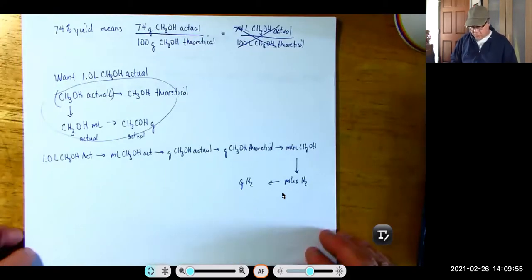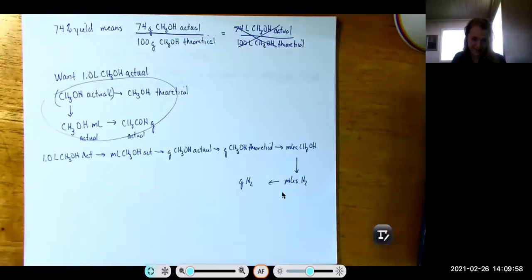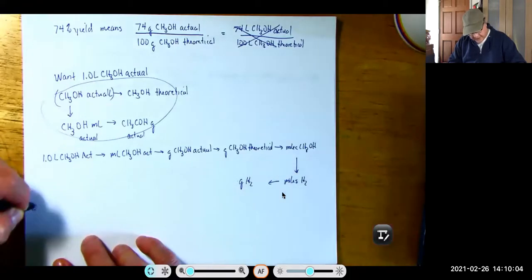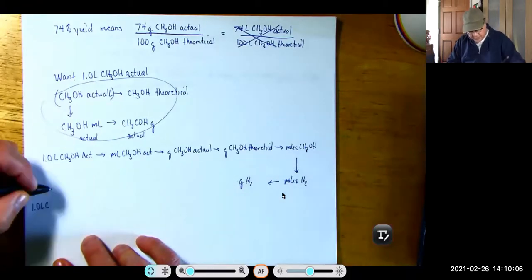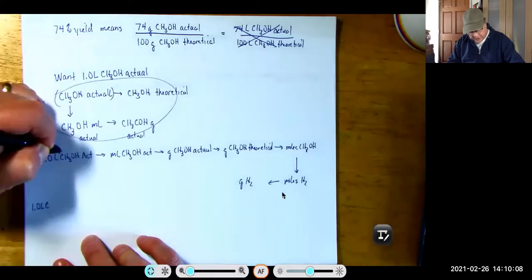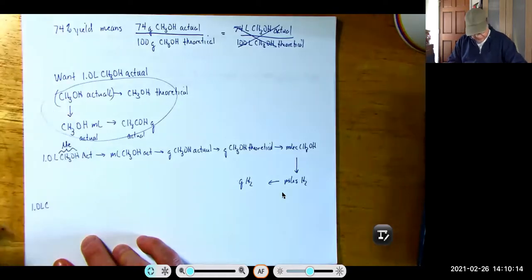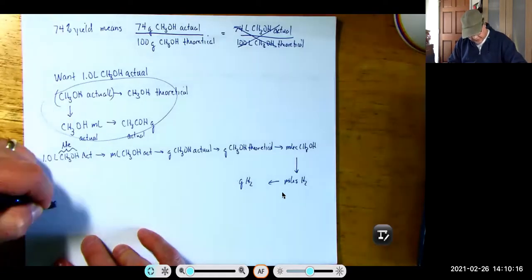So this is a long roadmap, isn't it? Yeah. So I'm going to squish it all together here with 1.0 liters of CH3OH. You know what I'm going to use for this? I'm going to use the letter M, E for methanol. Actually, screw it. I'm just going to write CH3OH.